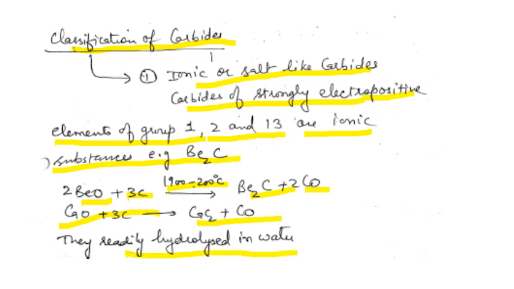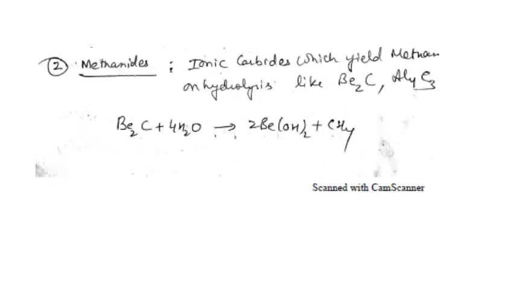So the ionic or salt-like carbides are ionic in nature, and elements of group 1, group 2 and group 13, when they react with carbon, form such kinds of carbides. Now we see the second type of carbides, the ionic carbides which yield methane on hydrolysis. For example, beryllium carbide, aluminum carbide.